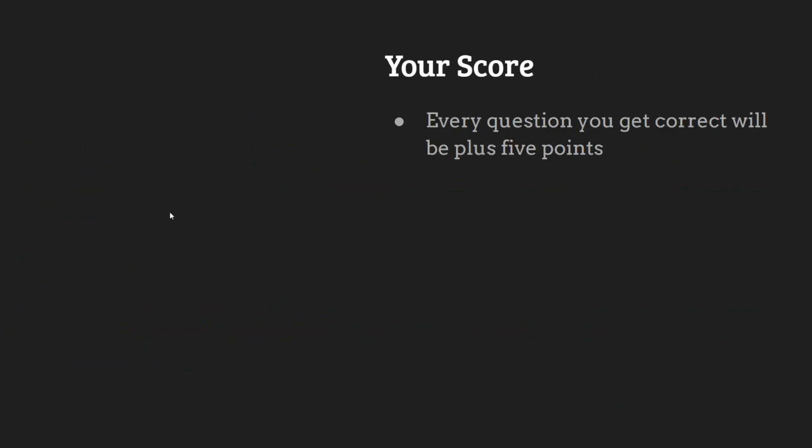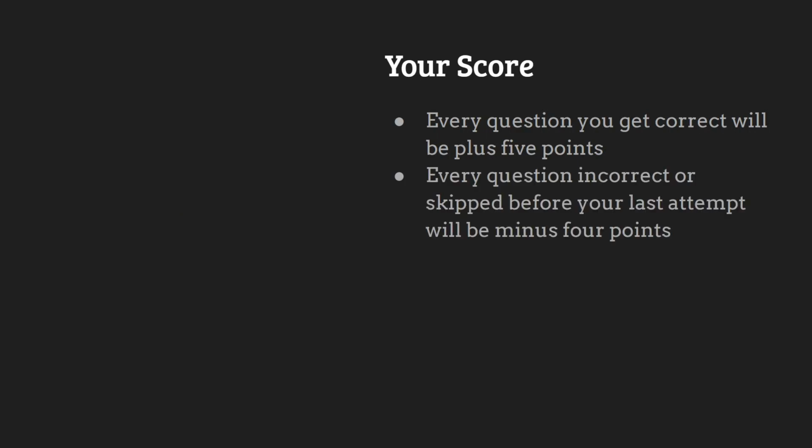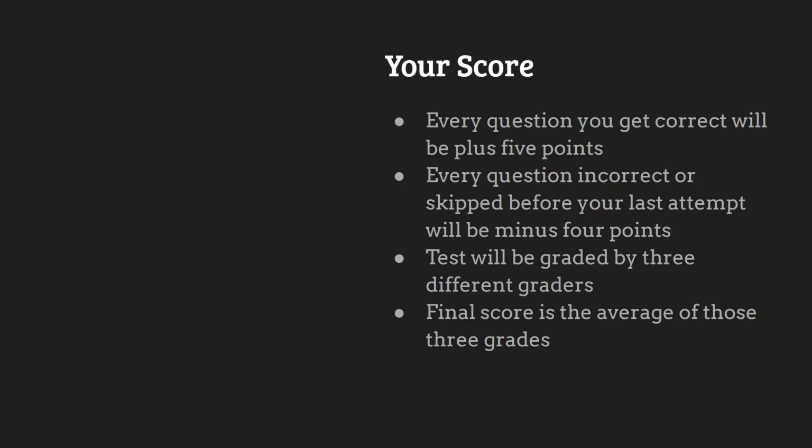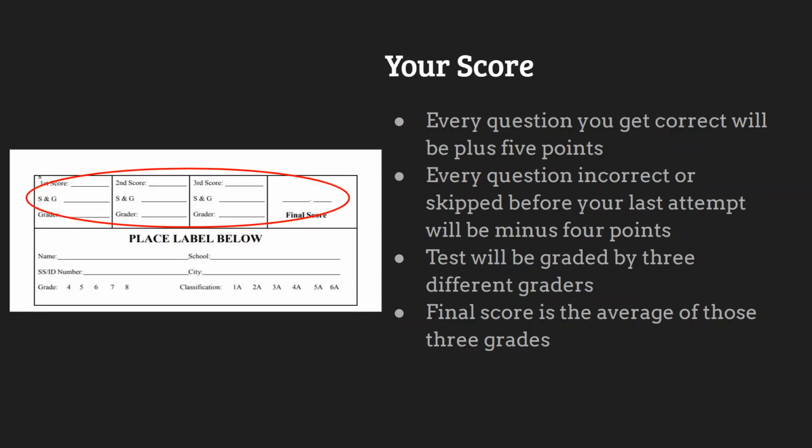So your score. Every question you get right is plus 5 points. Every question wrong or skipped before your last attempt is minus 4 points. Your test is going to be graded by 3 different graders, and the final score is the average of those 3 grades. You can see what they write at the very top of your score above your name.